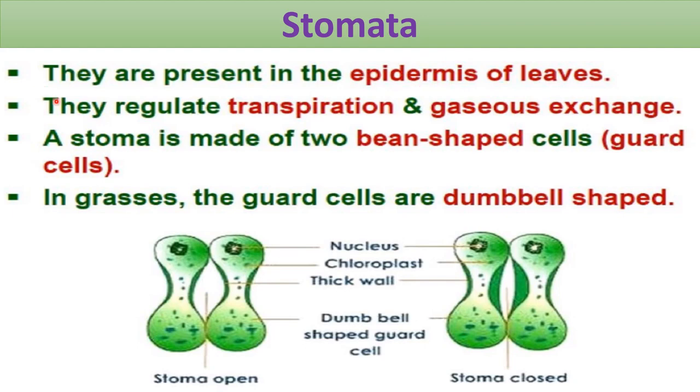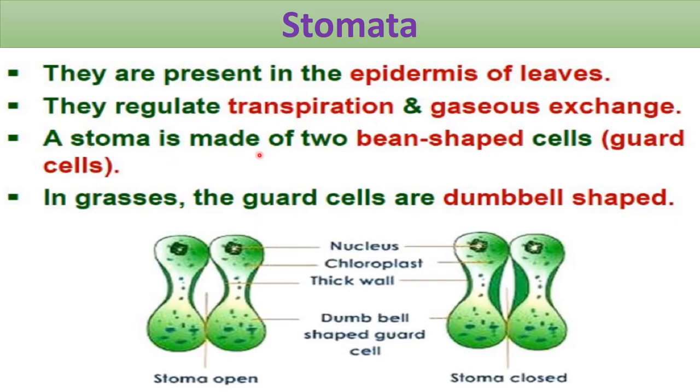Okay, and stomata regulate transpiration and gaseous exchange, means loss of water, loss of water in the form of water vapors through the leaf surface, and also gaseous exchange, that is O2 and CO2 for the respiration. So these things occur through stomata.